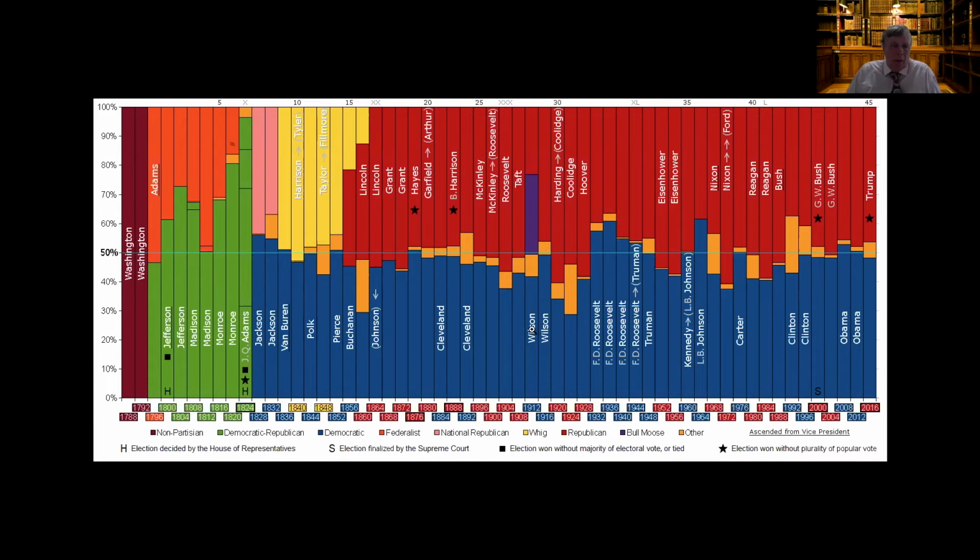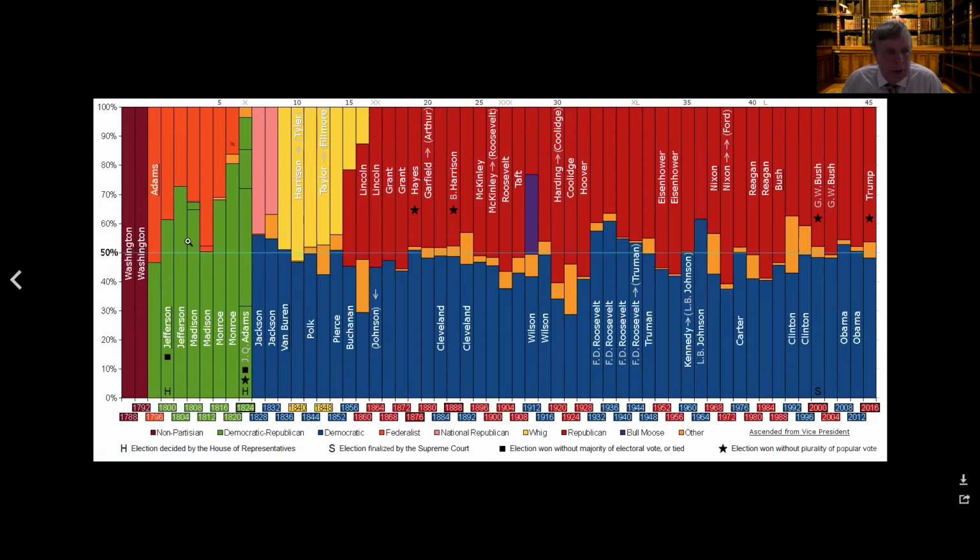Also interesting to me anyway, and it should be interesting to you, is the amount of the popular vote achieved by particular political parties. Now at the bottom we have a label for each political party. For example, up front here we have the Federalist Party, and you can see that the only time the Federalist Party won a full majority of the popular vote was during the Washington administration.